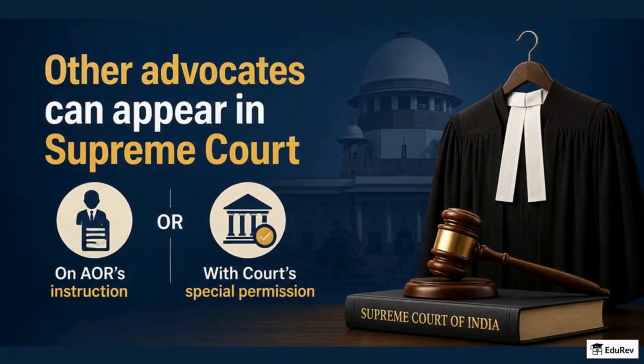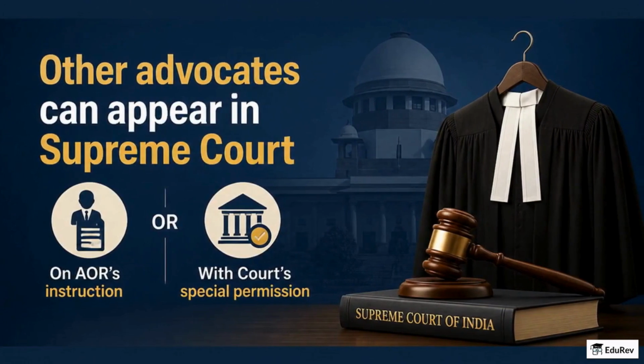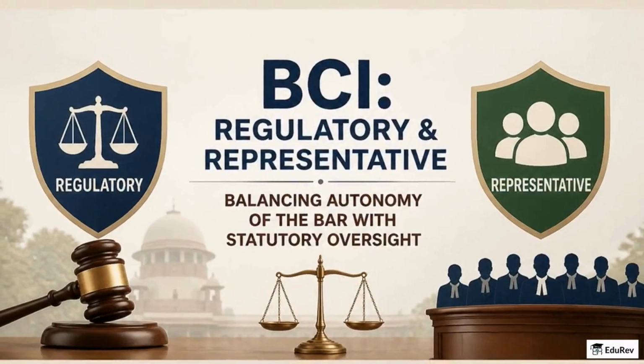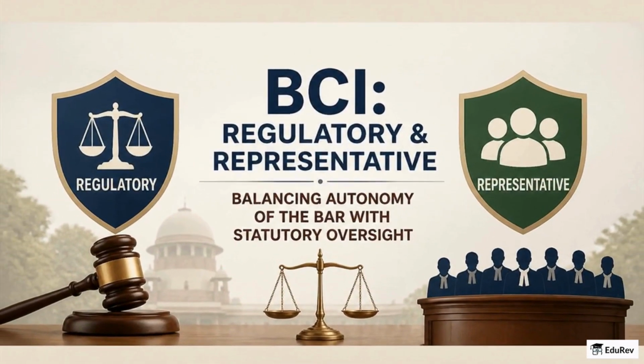Other advocates on state rolls can appear in the Supreme Court when instructed by an AOR or with special permission of the court. Practically, the system preserves standards, channels legal education influence through the BCI, and ensures access to justice via legal aid and welfare schemes. And towards the end, we will understand a key idea that most UPSC aspirants miss. The BCI is both regulatory and representative, balancing autonomy of the bar with statutory oversight.